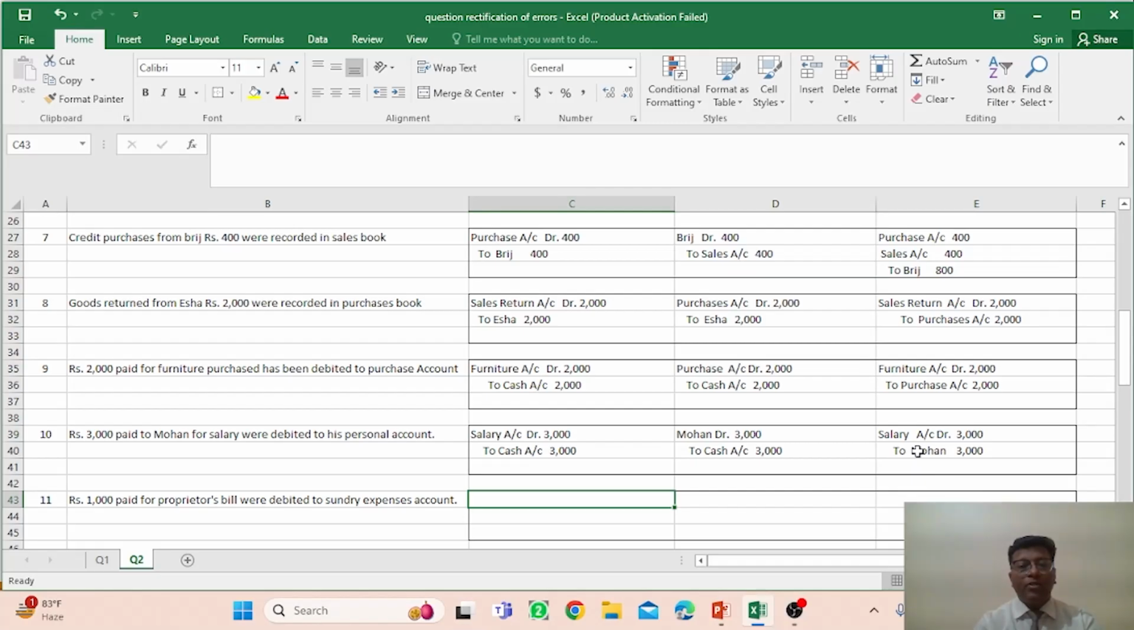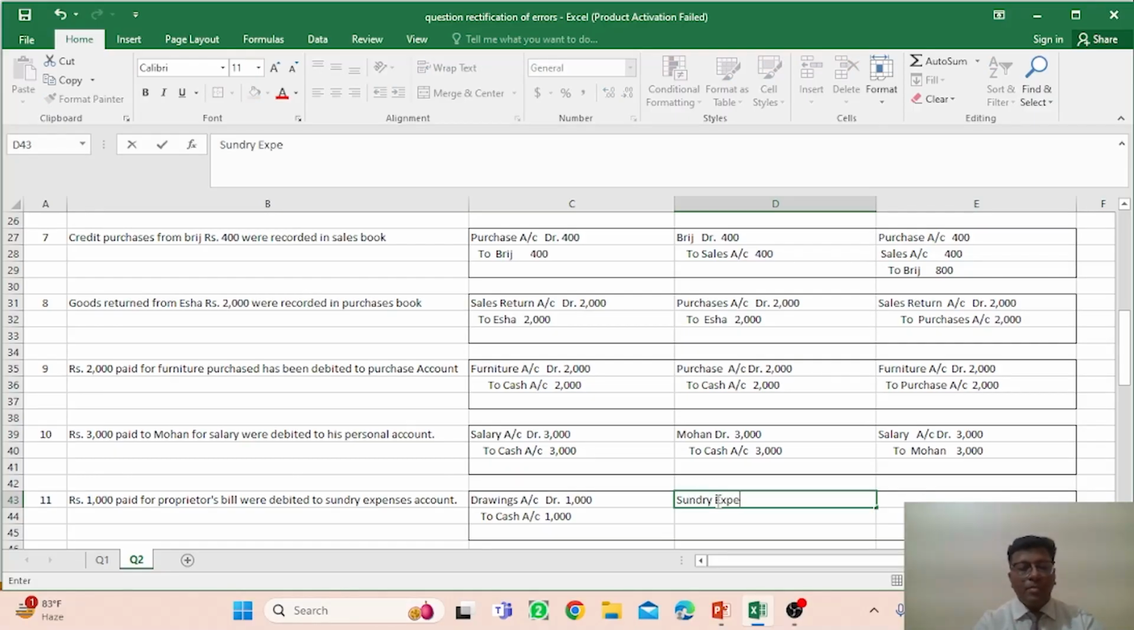So now we have to make the correct entry. It should have been made in the books, right? So the correct entry should be made: drawings account debit rupees 1000, and because the cash was withdrawn, to cash account rupees 1000. And as you see, the sundry expenses account was wrongly considered, right? So sundry expenses account was debited rupees 1000 and to cash account, rupees 1000.